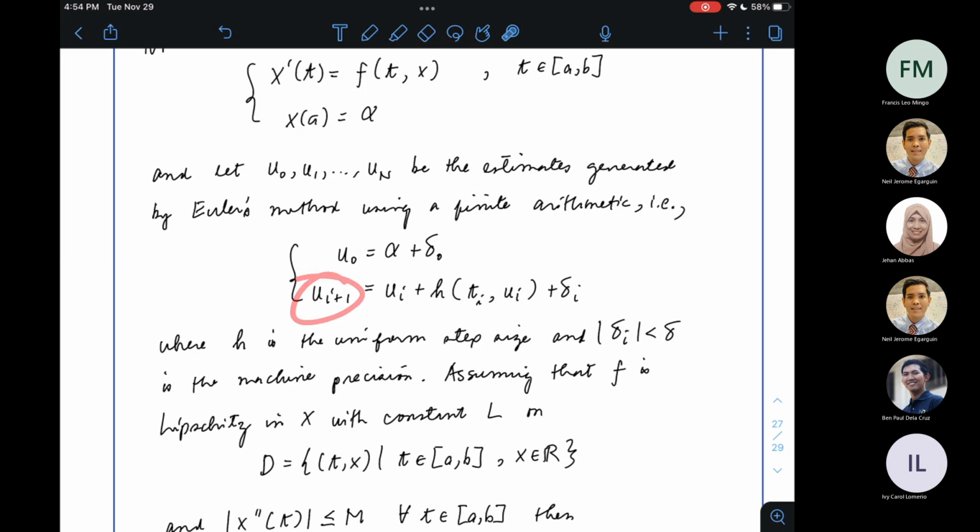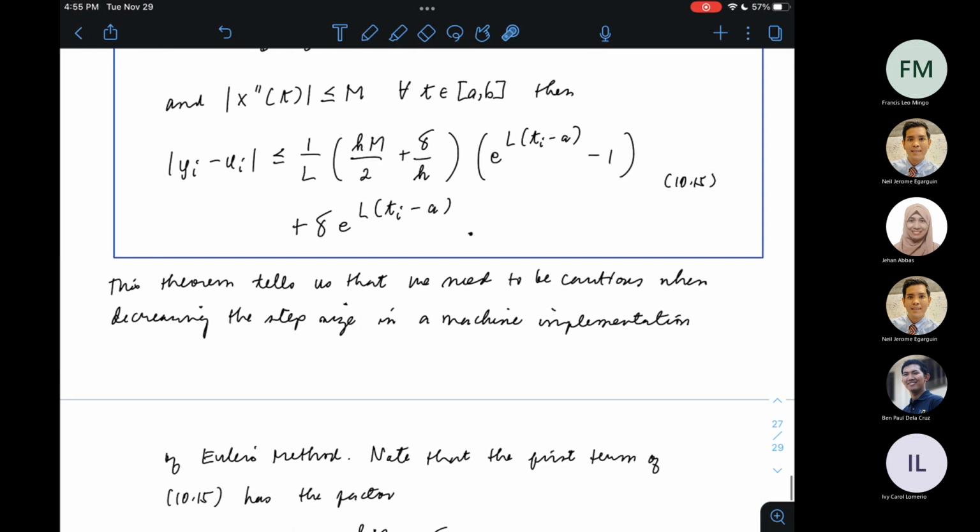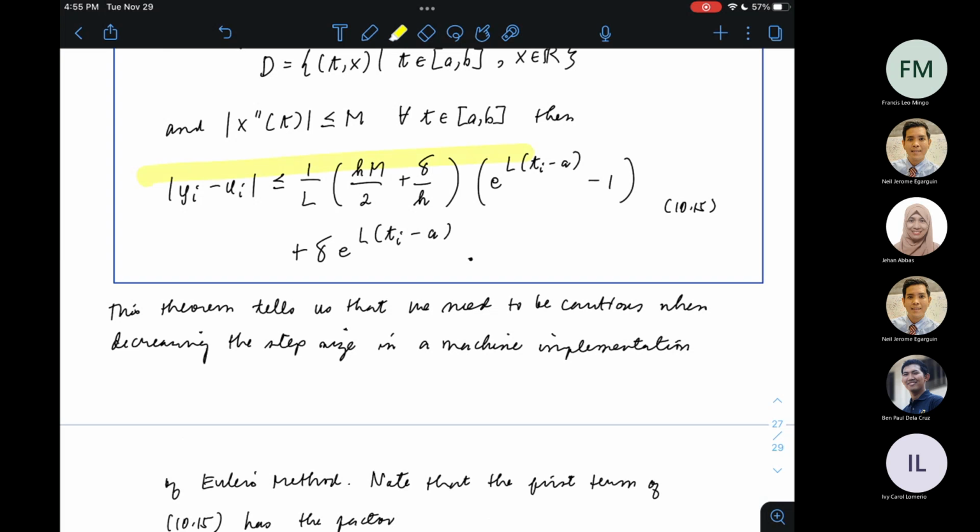Then, when you compute U sub I plus 1, you again have a truncation error involved. Of course, there is also some inherited error here, but let's just consider it to be lumped together with delta sub I. Okay. So when you consider the machine epsilon or the machine precision, let's say that all of the machine truncation errors are bounded above in magnitude by delta, and usually we call delta the machine epsilon or the machine precision. So the total error now, the global discretization error in the machine implementation of Euler's method, is equal to the expression in 10.15.